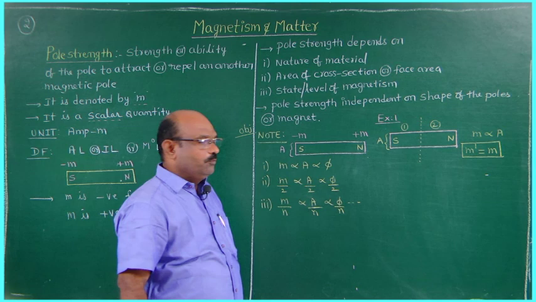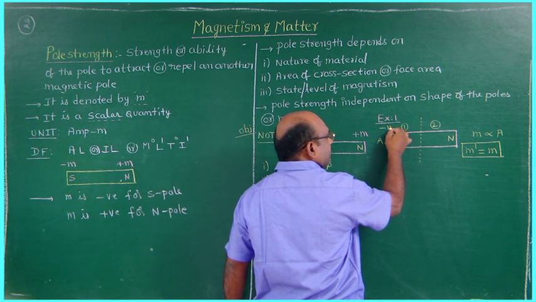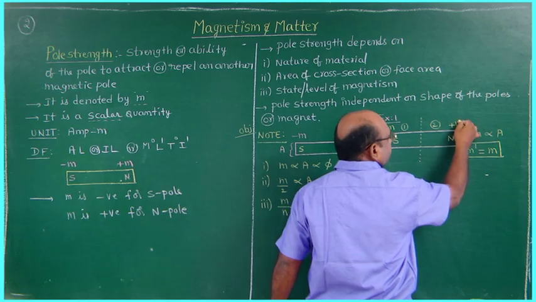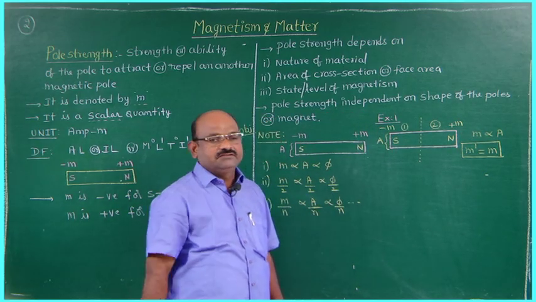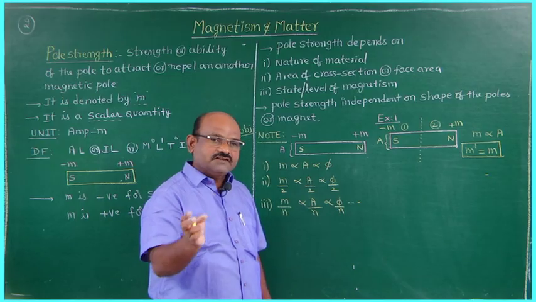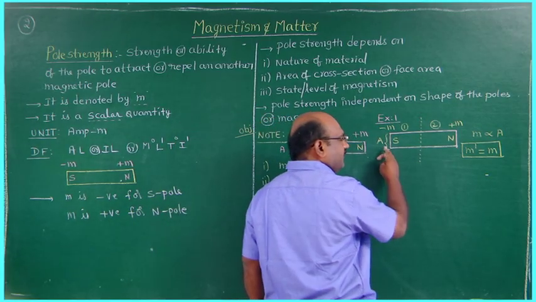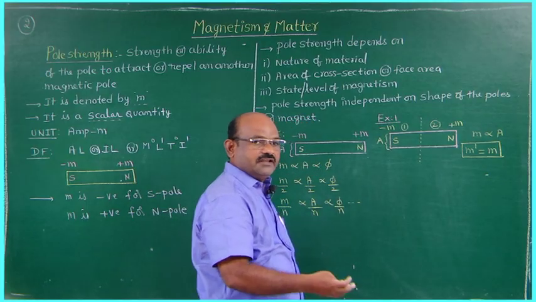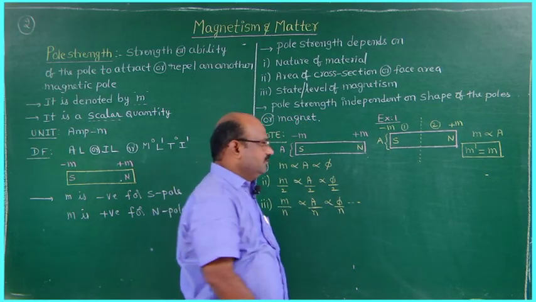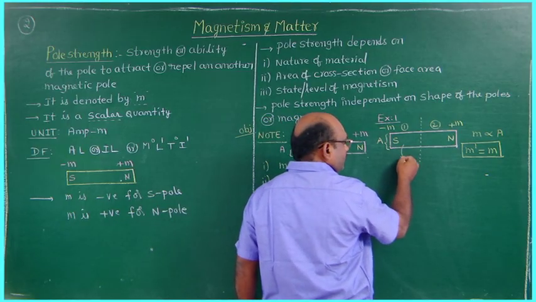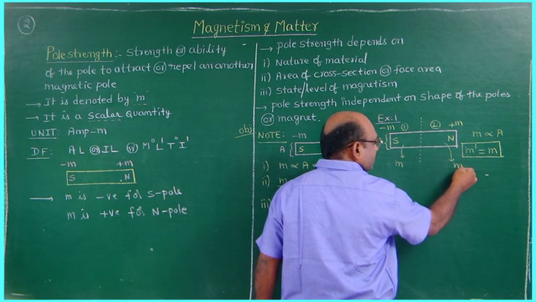Our answer: the pole strength of this piece is minus m and plus m. In a bar magnet, both poles have the same strength, that is the same pole strength, of course with different signs. Even if you cut the magnet as shown in the figure, the face area is not changing, so obviously the pole strength is not changing. Therefore, the pole strength of this piece is the same m, and the pole strength of this piece is also the same m.